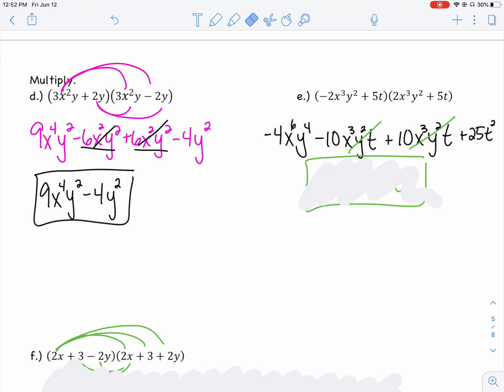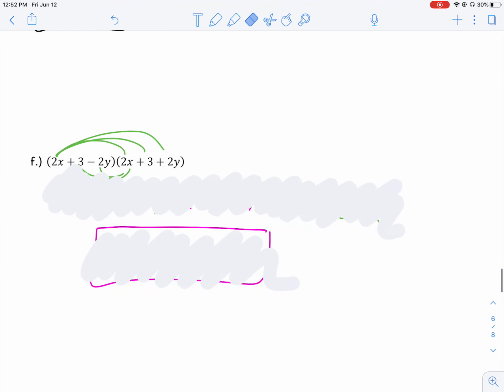I ended up with a negative 4x to the 6 y to the fourth and a positive 25t squared. You can write that in any order as long as you make sure that your 25 is positive and your 4 stays negative. All right, did you do F?